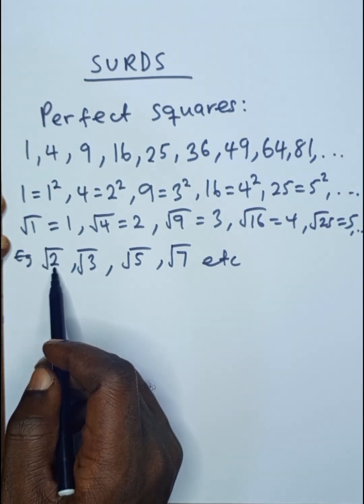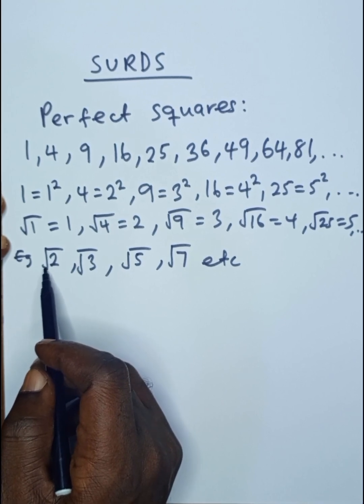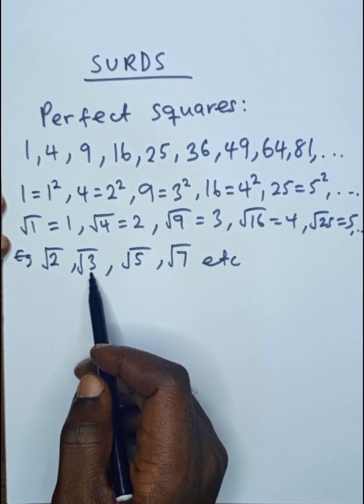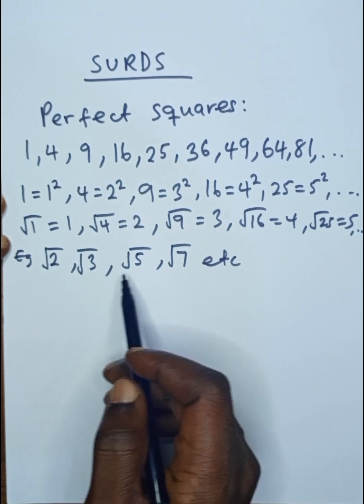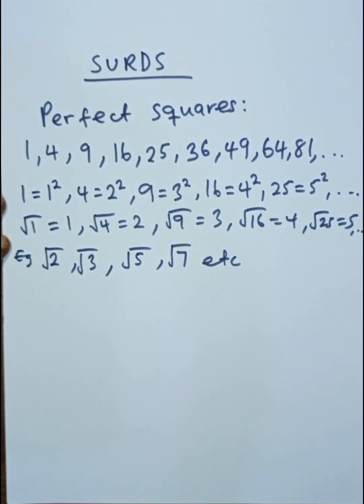So because 2 is not a perfect square, the square root of 2 is a SURD. 3 is not a perfect square, so the square root of 3 is a SURD. 5 is not a perfect square, so the square root of 5 is a SURD. I believe you are getting it now. It's very simple. The root of all rational numbers which are not perfect squares are called SURDs.